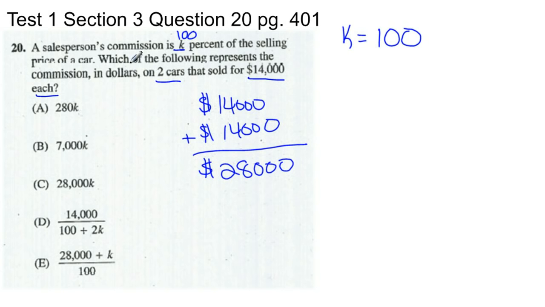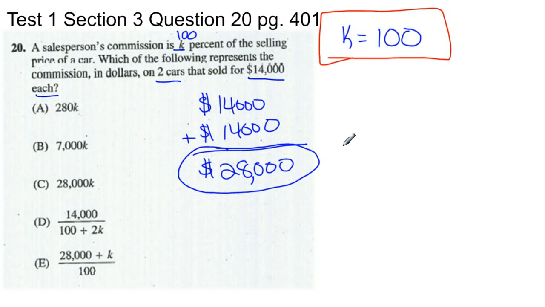Well, let's look at what the question is asking. Which represents the commission in dollars on 2 cars? Well, the salesperson's commission is 100%, so he's getting all of it. He's making 100%. He's making $28,000. There's our answer to the question. Now all we need to do is match our answer here with the answer that we came up with when we used K is 100.